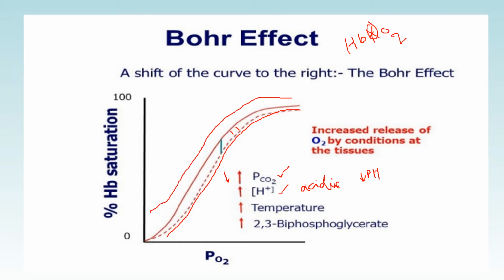If the conditions are reversed, then it will move towards the left side. It favors the binding of hemoglobin with oxygen. That is, when the partial pressure of carbon dioxide is low, with fewer H plus ions, decreased temperature and decreased 2,3-bisphosphoglycerate, this favors the binding of hemoglobin with oxygen, and the curve usually moves towards the left side.